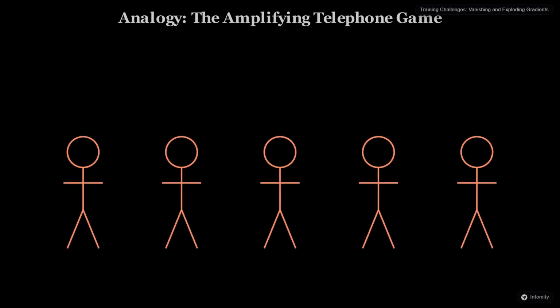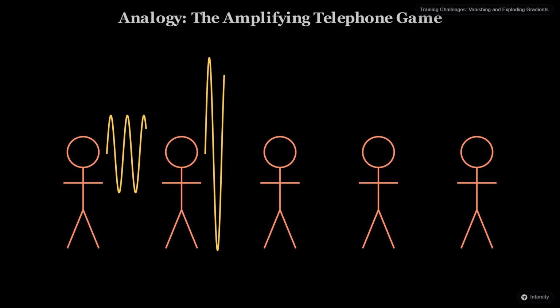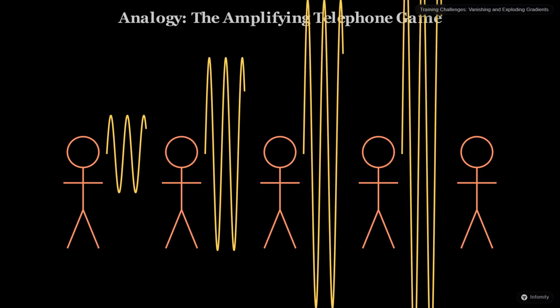Let's revisit our telephone game, but with a twist to illustrate exploding gradients. This time, imagine each person in the chain, instead of whispering softer, shouts the message a little louder than the person before them. What starts as a normal message quickly escalates into a chaotic, deafening roar by the end of the line. The original message is completely lost in the overwhelming noise.